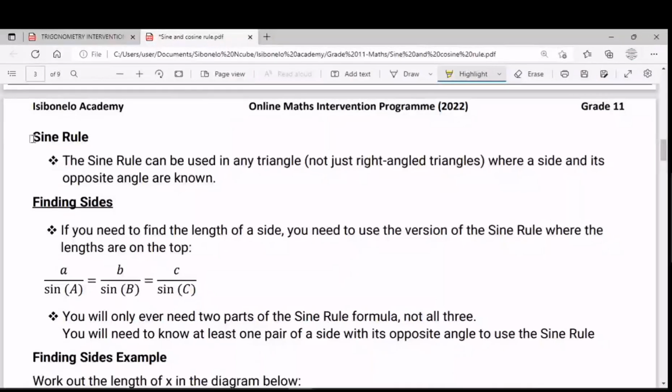So we will start with the sine rule. So the sine rule can be used in any triangle, not just right angled triangles.